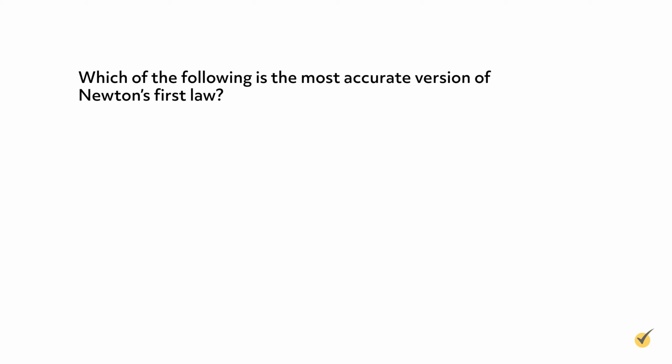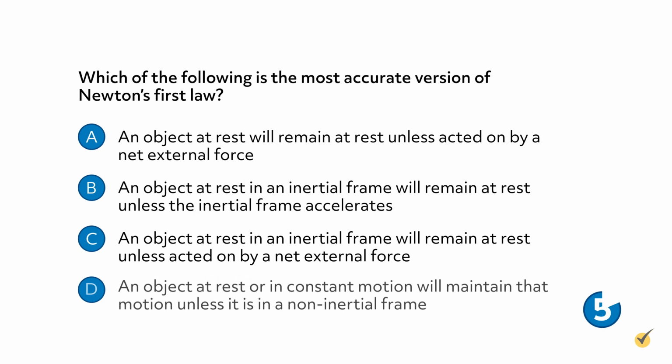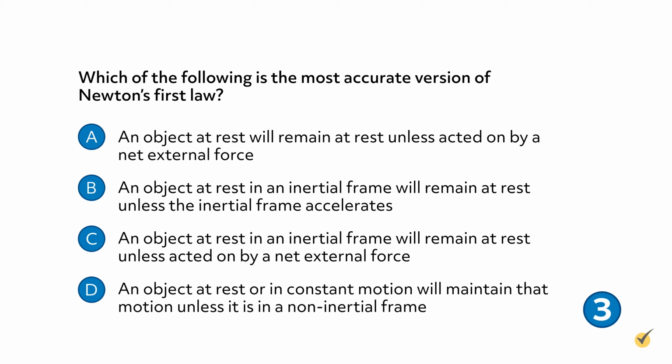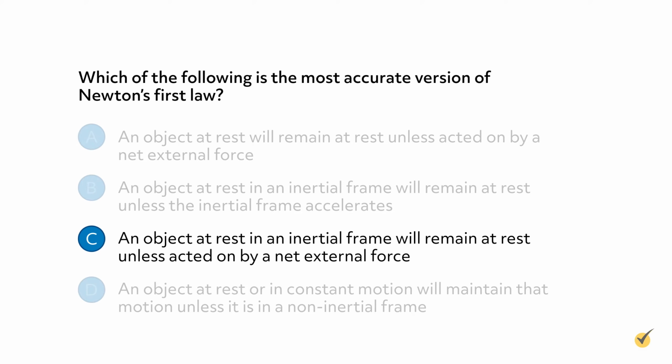Okay, let's wrap things up with a few review questions. Number 1, which of the following is the most accurate version of Newton's first law? The correct answer is C.